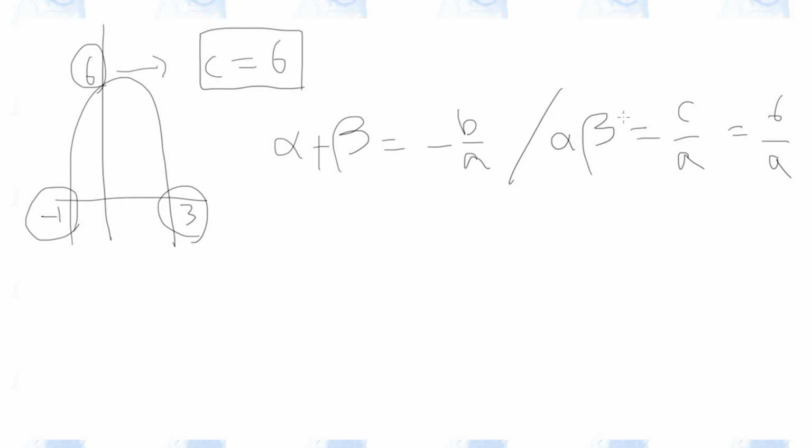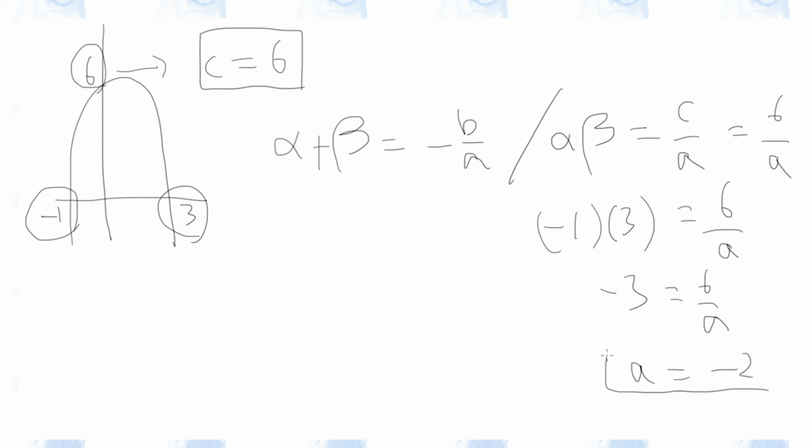So let's start with the product. Minus 1 times 3 is 6 over a. So minus 3 equals 6 over a, which means that a is minus 2. Minus 1 plus 3 is minus b over minus 2. Minus 1 plus 3 is 2, and b over 2, which means b must be positive 4.